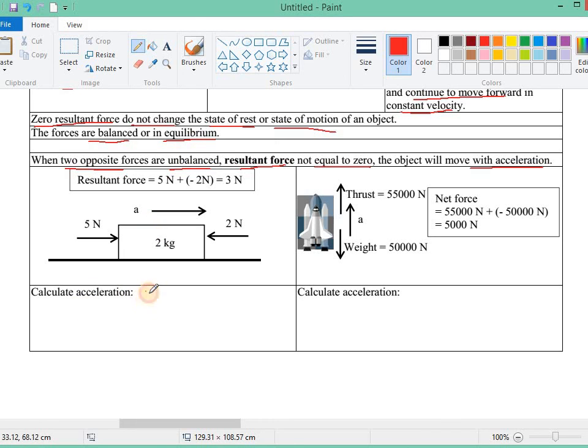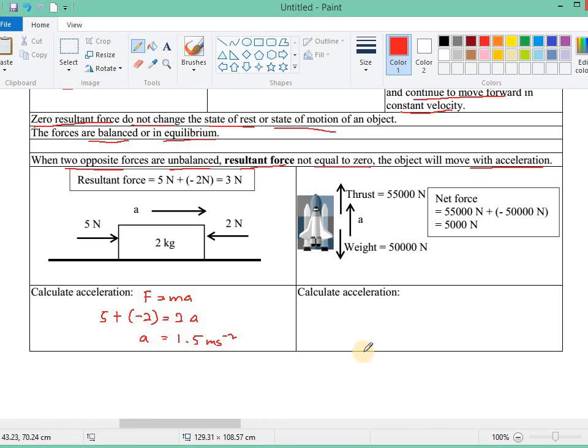Okay, so F equals MA. The force will be 5 plus negative 2, because 2 Newton is to the left. We take the direction to the left as the negative direction. Equal, the mass is 2 kilogram, so what will be the acceleration? Okay, we get 1.5 meter per second per second.